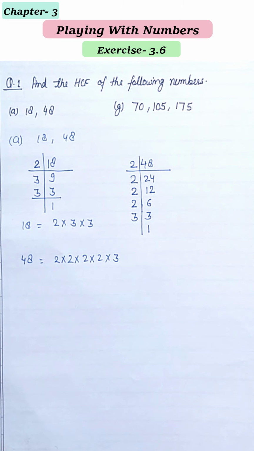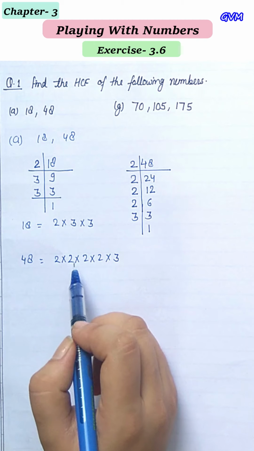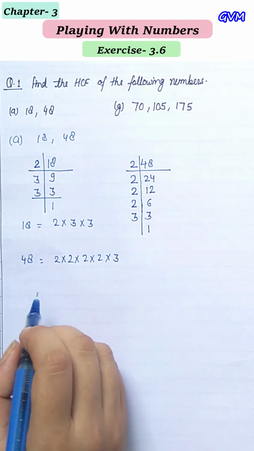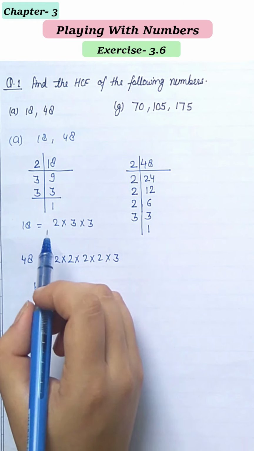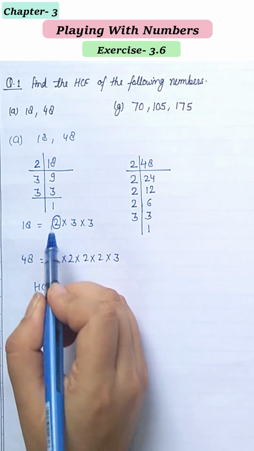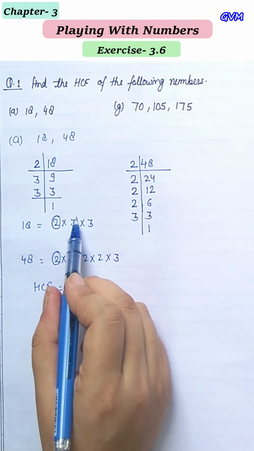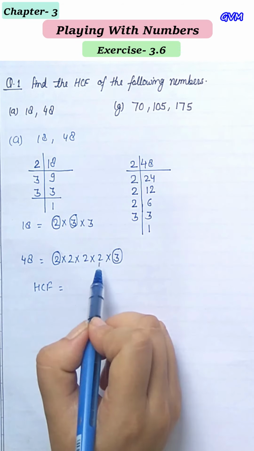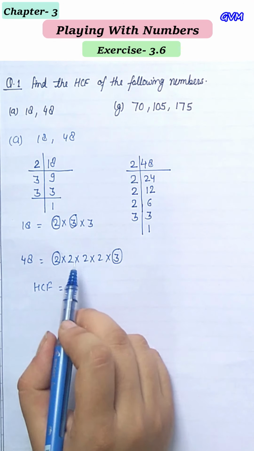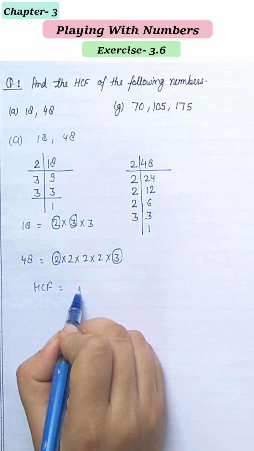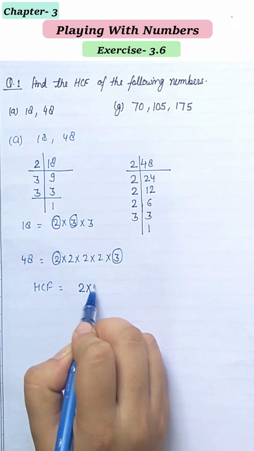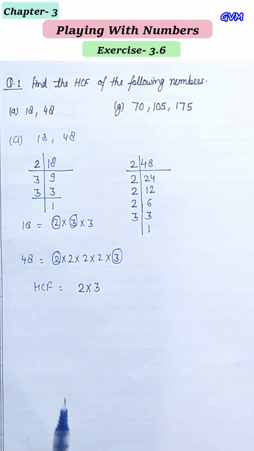Okay, now we need to find the HCF. HCF is the highest common factor. That means we need to take the common factors and we can find the HCF. So what are the common factors? 2 here, and 3 and 3 here. The rest of the factors will be remaining, so we will not consider these factors, only take common factors. So 2 and next we have 3. So 2 and 3 are common factors, so 2 into 3 is 6. That means the HCF of 18 and 48 is 6.